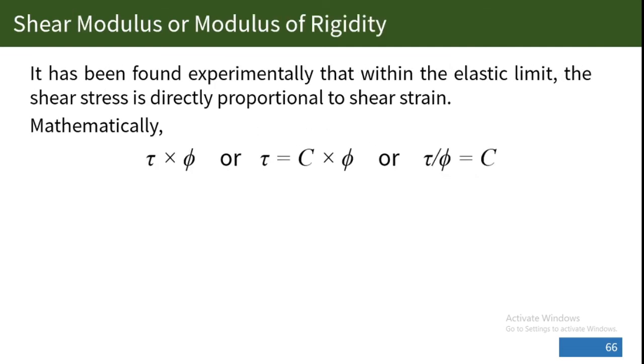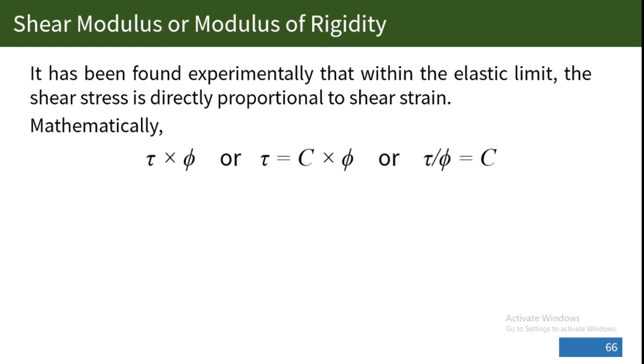Next, we have another constant of proportionality with regards to Hooke's law. This is called the shear modulus or modulus of rigidity. It has been found experimentally that within the elastic limit, the shear stress is directly proportional to the shear strain, right?